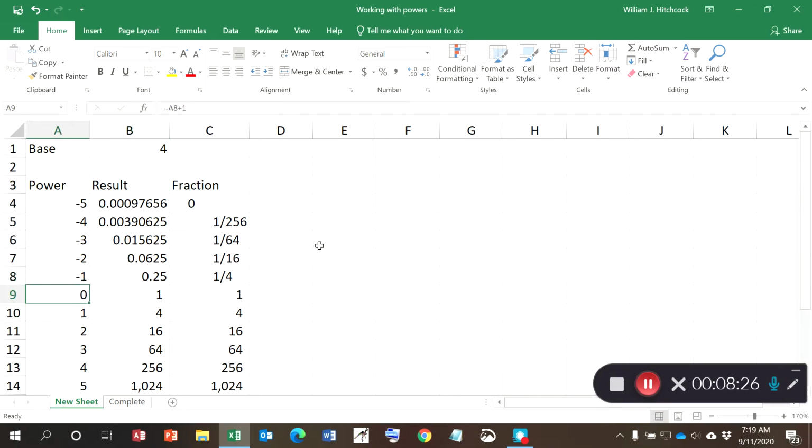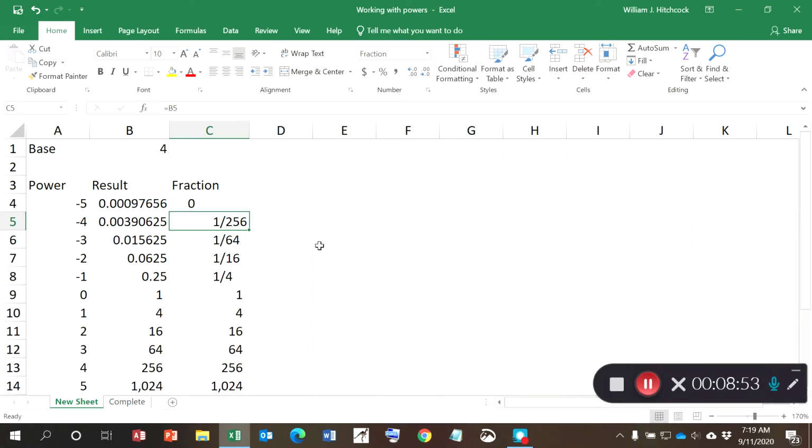4 to the 0 power is 1. 4 to the first is 4. 4 squared, 4 times 4, 16. 4 cubed, 16 times 4, or 4 times 4 times 4, 64. And you can see what's happening. And if you look at negative powers, 1/4, 1/16, 1/64, 1/256.